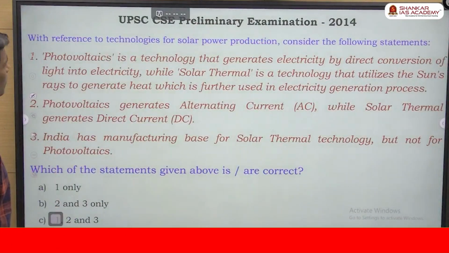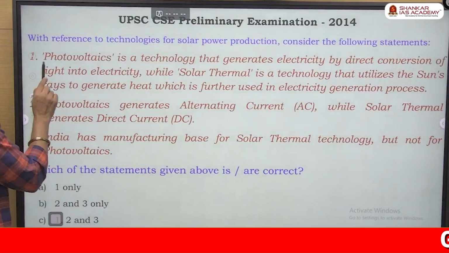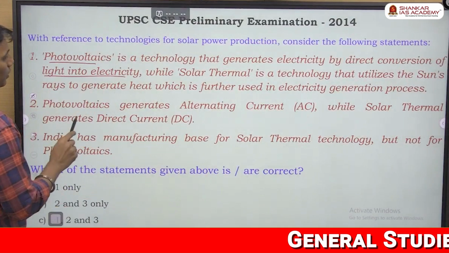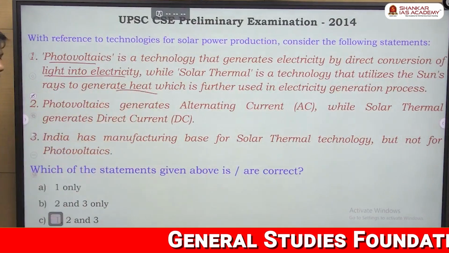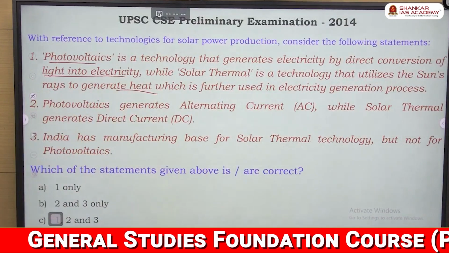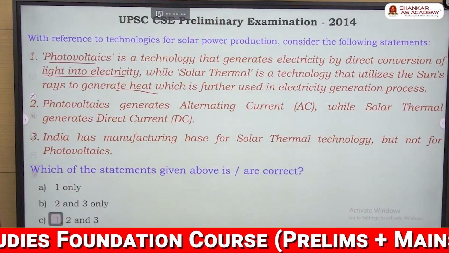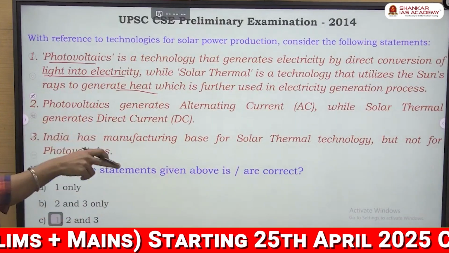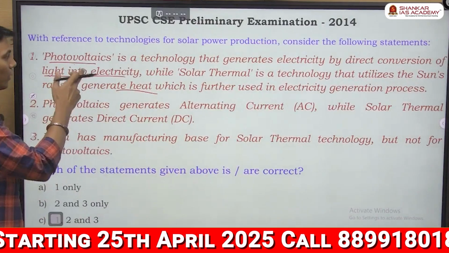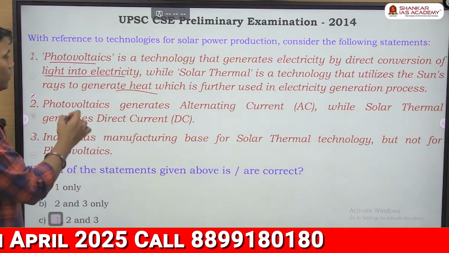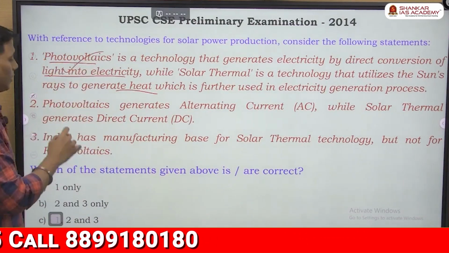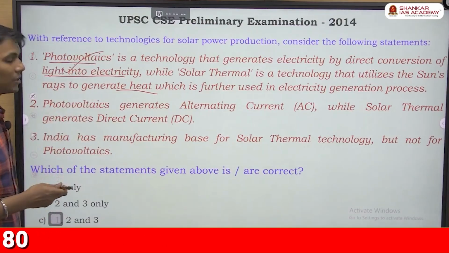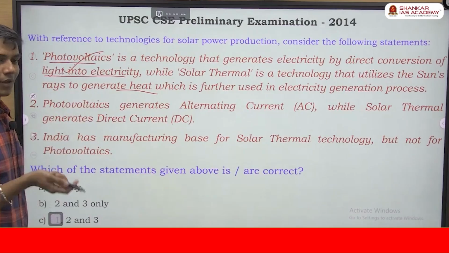Photovoltaic converts light into electricity. Solar thermal generates heat and then produces electricity. Yes or no? Yes. See the two differences. Solar thermal, you use concave mirror, produces heat and then produces electricity. But here, solar photovoltaic, it converts light into electricity. So the first one is right. Second one, solar photovoltaic generates AC current while solar thermal generates DC current. Other way around, correct?